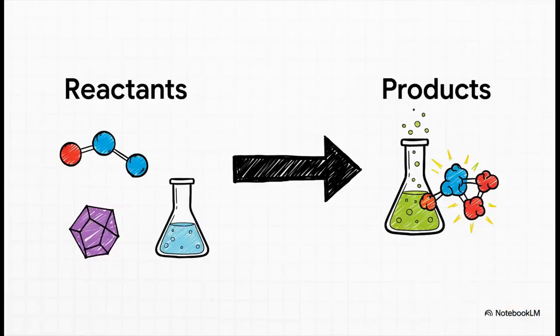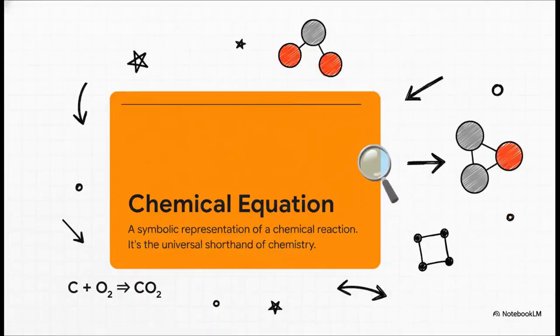Okay, so at its core, every single reaction follows this super simple structure. Think of it like a recipe. On the left, you've got your ingredients. We call those the reactants. And then, after the arrow, you've got the final dish you cooked up. We call that the products. That little arrow in the middle, it just means turns into or yields. And this whole thing, this symbolic recipe, is what we call a chemical equation. It's the shorthand of chemistry.